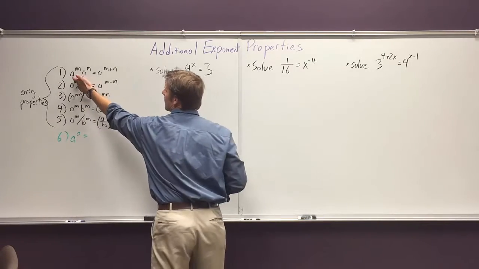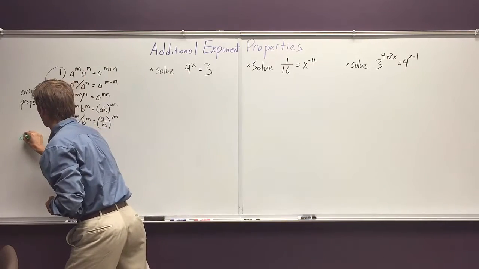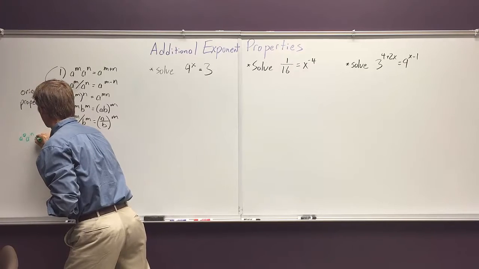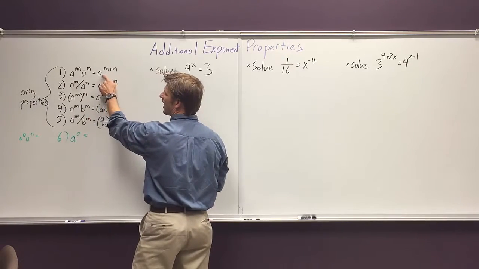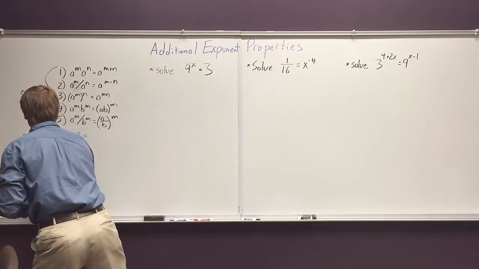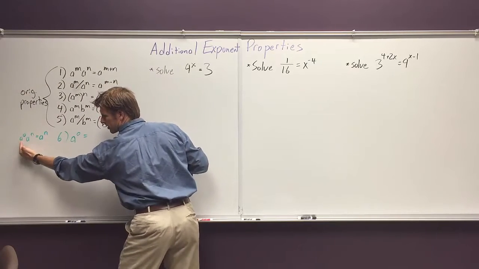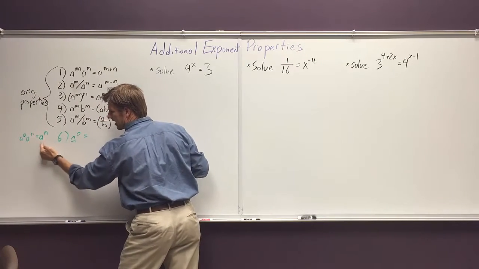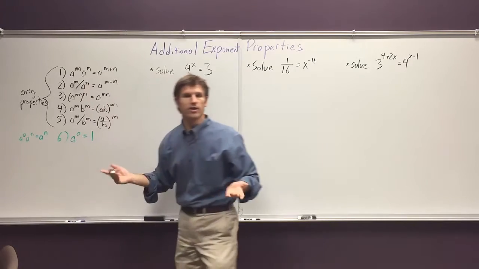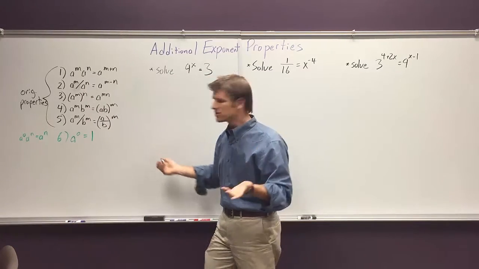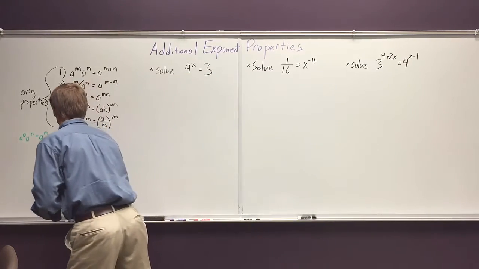Think about this. If you had a to the 0 times a to the n, that would have to be equal to a to the 0 plus n. Well, what number is it that multiplied by a to the n gives you a to the n? It must be 1. So this is a sort of a consequence. This is a property. A to the 0 is 1.